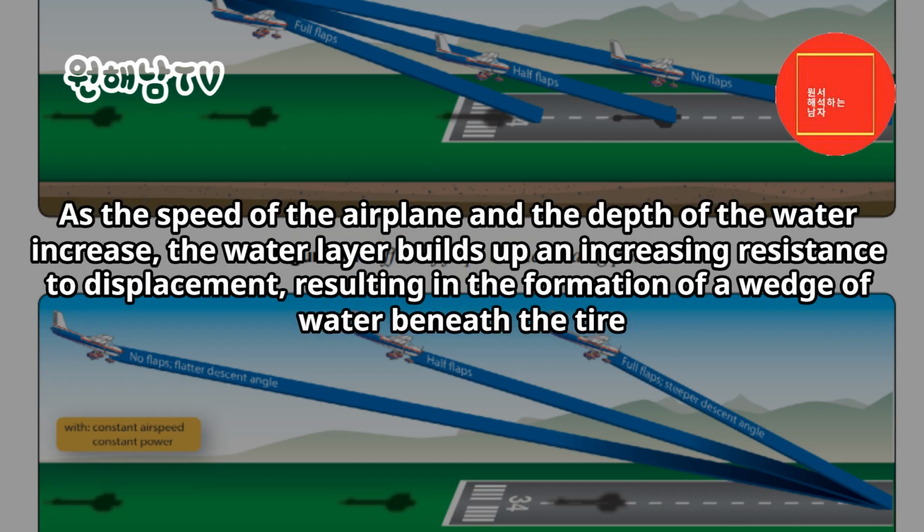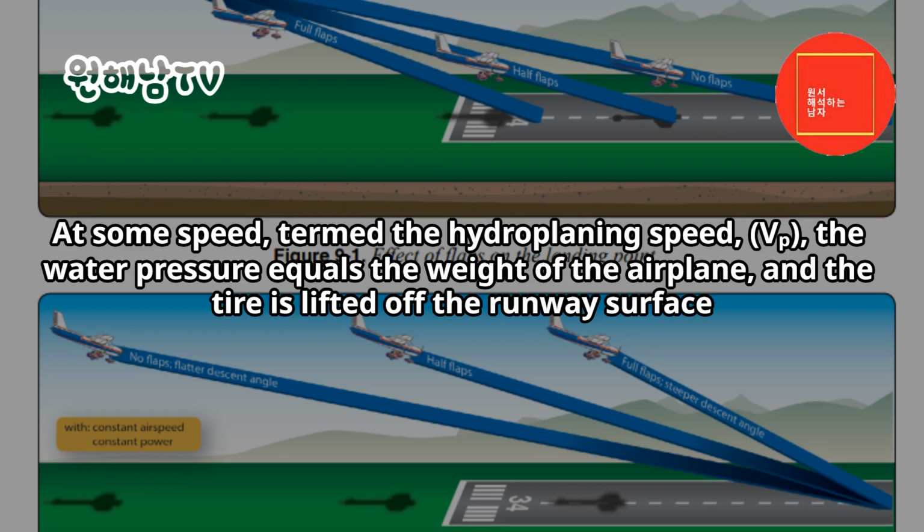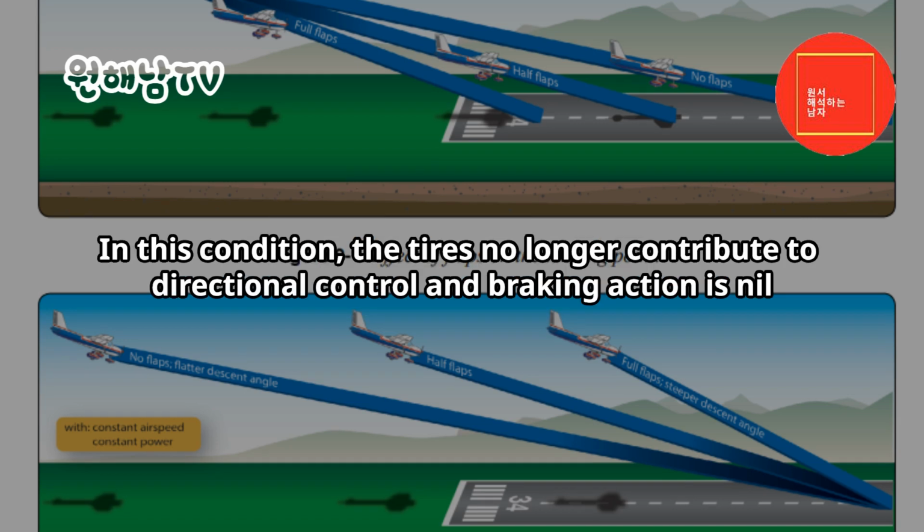As the speed of the airplane and the depth of the water increase, the water layer builds up an increasing resistance to displacement, resulting in the formation of a wedge of water beneath the tire. At some speed, termed the hydroplaning speed, Vp, the water pressure equals the weight of the airplane, and the tire is lifted off the runway surface. In this condition, the tires no longer contribute to directional control and braking action is nil.